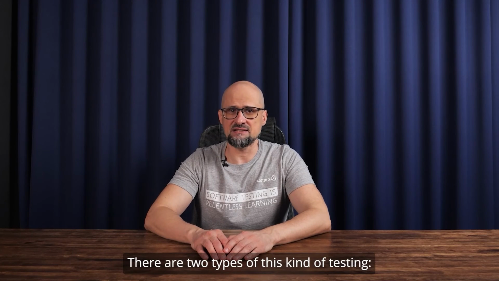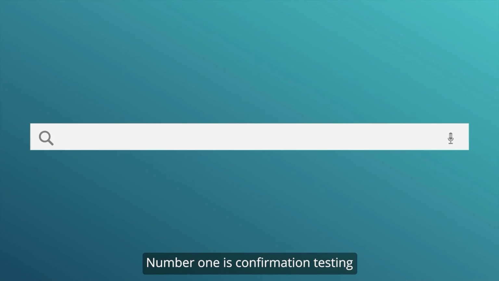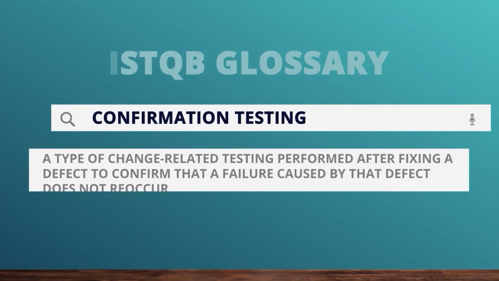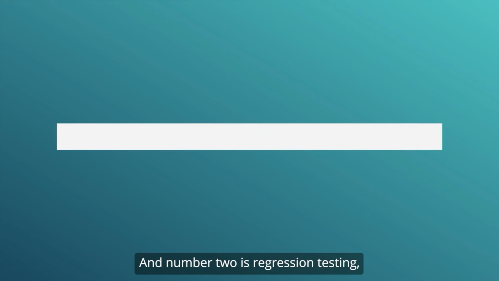There are two types of this kind of testing. Number one is confirmation testing, or retesting. It's a type of change-related testing performed after fixing a defect to confirm that a failure caused by the defect does not occur. And number two is regression testing.